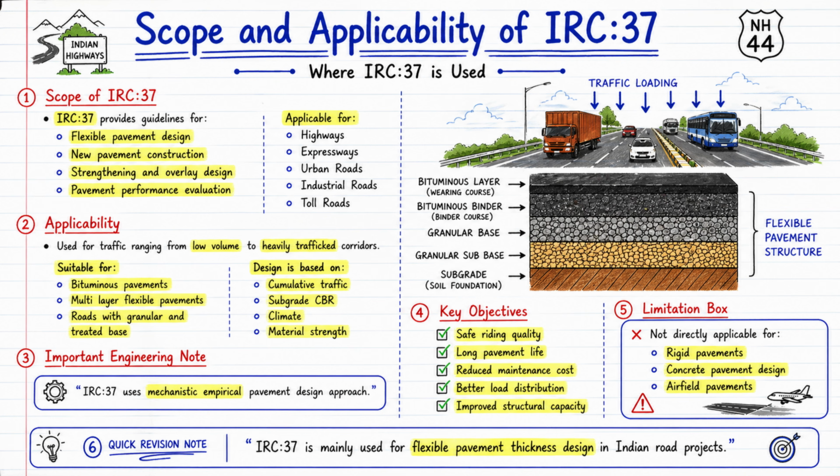Scope of IRC 37. Here is what is written first. IRC 37 provides guidelines for... Now here it has been explained in which works IRC 37 is used. Flexible pavement design. First point, flexible pavement design. That is, what will be the thickness of the pavement, which layer will be how strong, how much bituminous layer should be given where. The design philosophy for all these things is provided by IRC 37.